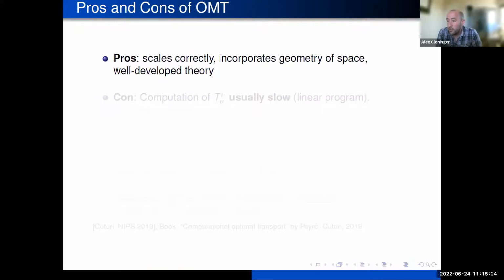So the beauty of optimal transport is that it scales sort of correctly with the geometry of the space. If you shift your distribution a little bit, the distance grows as the size of the shift. If you rescale your distribution, the distance grows according to how much you rescale the distribution.